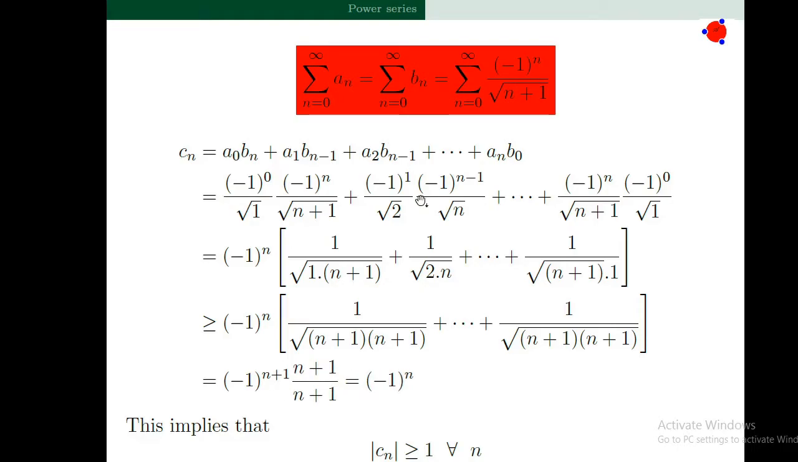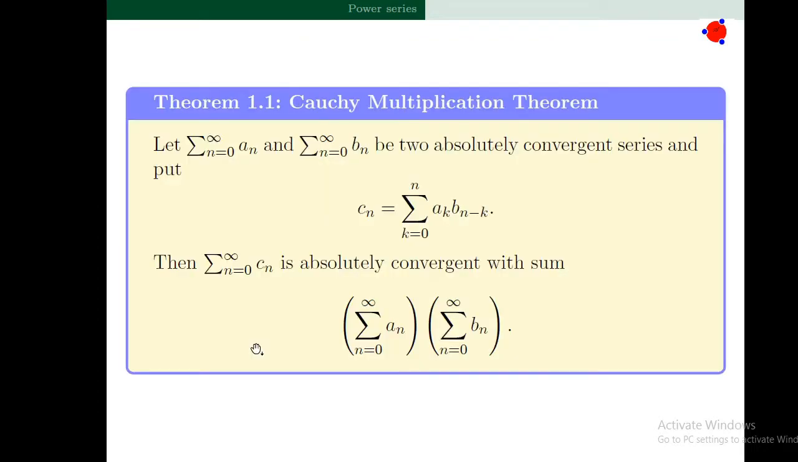If sigma an and sigma bn are two absolutely convergent series, then we can prove that the Cauchy product sigma cn is convergent. Now we are ready to state the Cauchy multiplication theorem. Let sigma an and sigma bn be two absolutely convergent series, and sigma cn the Cauchy product of the series sigma an and sigma bn. Then the series sigma cn is absolutely convergent.